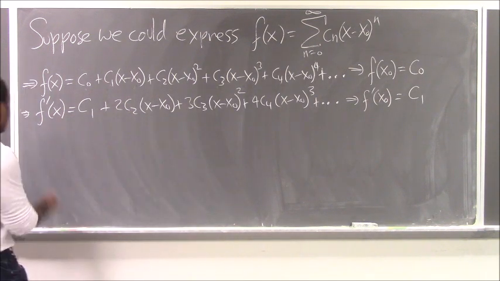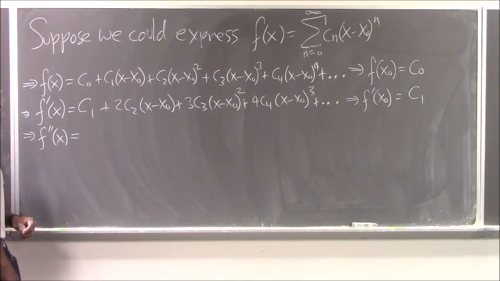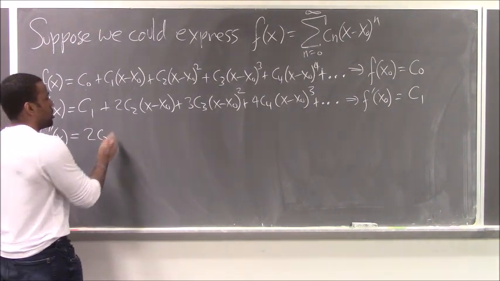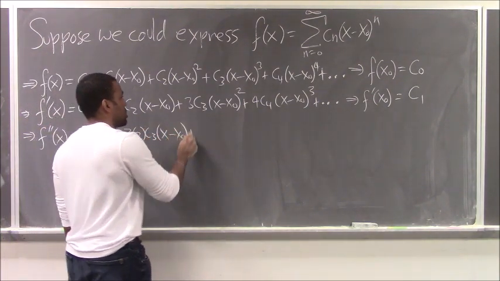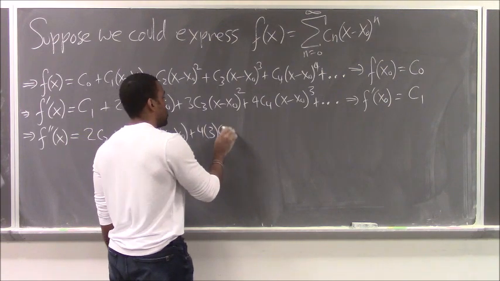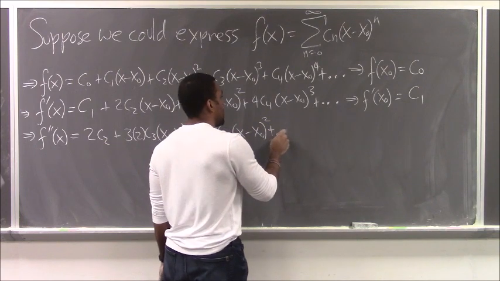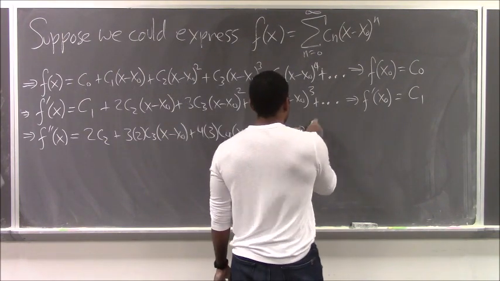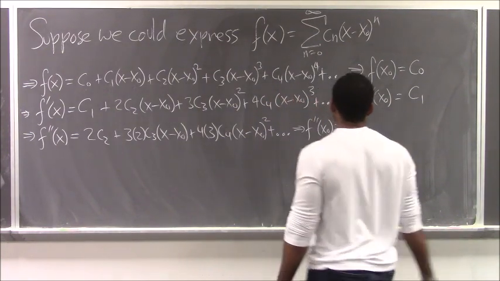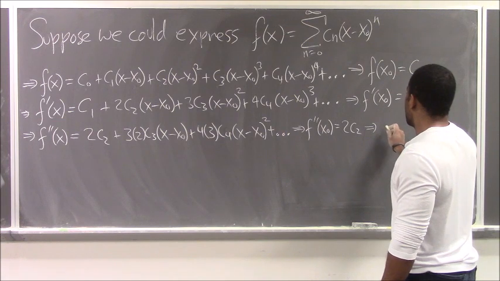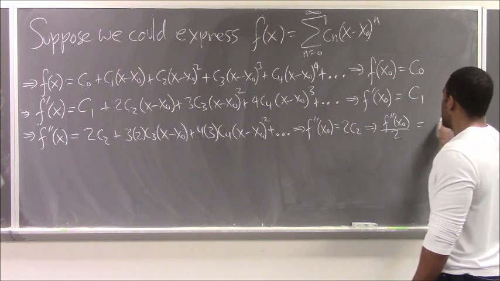Well, same idea. Differentiate again. That's going to kill the c1. I would be left with 2c2 plus 3 times 2 c3 (x minus x naught) plus 4 times 3 c4 (x minus x naught) squared plus dot dot dot. This means that f double prime at x naught gives me 2c2, which means that f double prime at x naught divided by 2 is equal to c2.